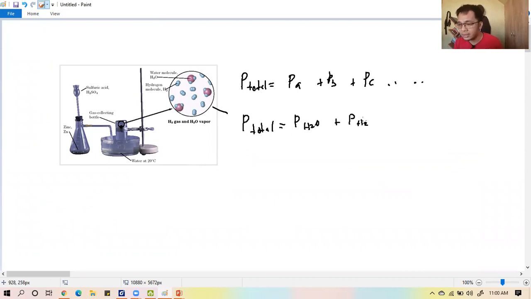And take note, guys, that the liquid is not contributing to the pressure of the gases. Although it is a fluid, it is not contributing to the pressure of the gas. So the P total in this reaction mixture is the pressure exerted by the water and the hydrogen gas from the decomposition of sulfuric acid with the same catalyst.